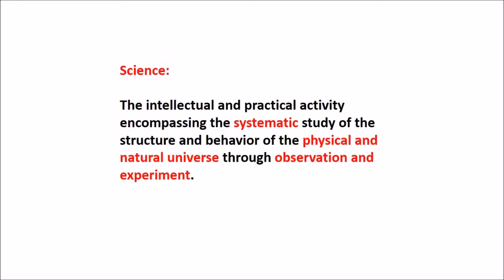The definition of science is the intellectual and practical activity encompassing the systematic study of the structure and behavior of the physical and natural universe through observation and experiment. Science is what we call an epistemology. And in philosophy, epistemology is the study of ways of knowing. Science is a particular way of knowing, and it's a way of knowing that's concerned with empirical reality. And scientific claims are established on the basis of empirical evidence.